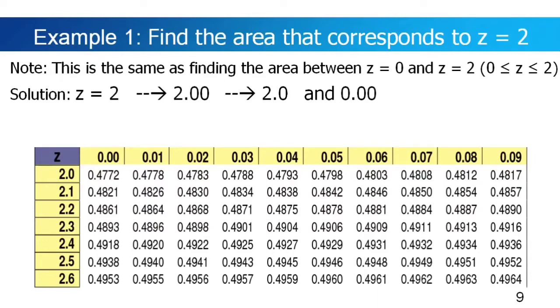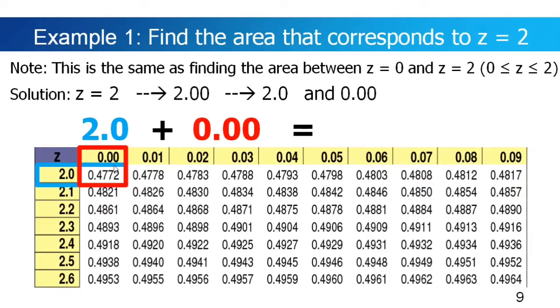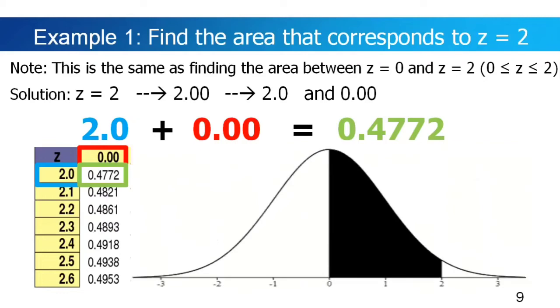First, let's locate 2.0 among the rows here on the first column. So 2.0 is here. Next, let's locate 0.00 among the columns here at the top of our table. So 0.00 is here. And the intersection will be 0.4772. So the area under z is equal to 2 is 0.4772.